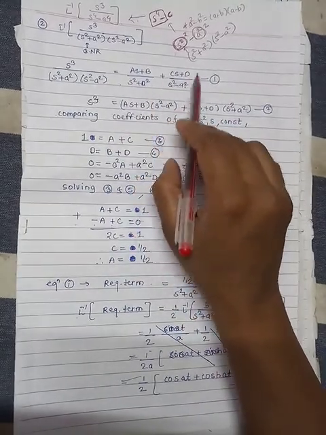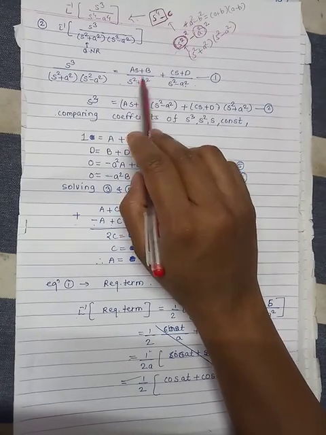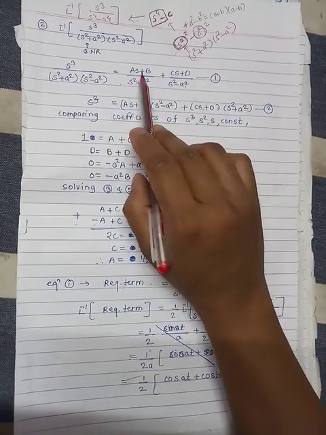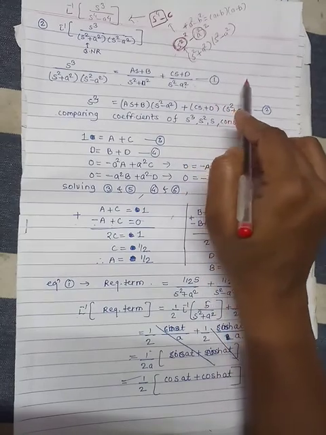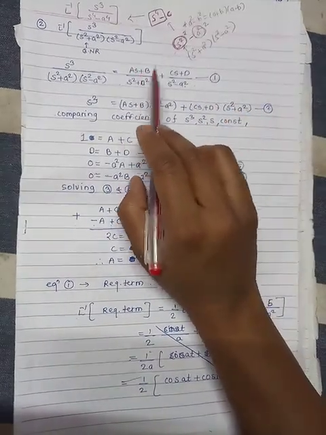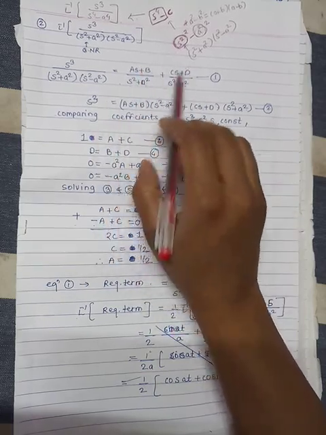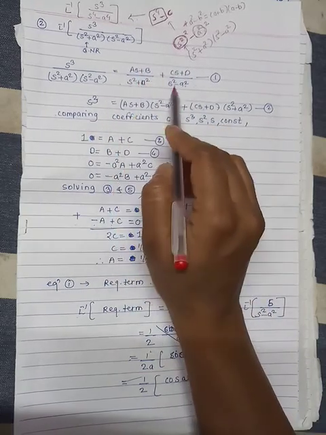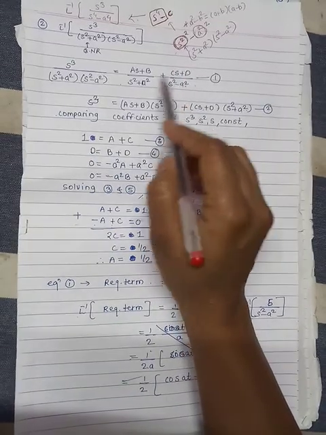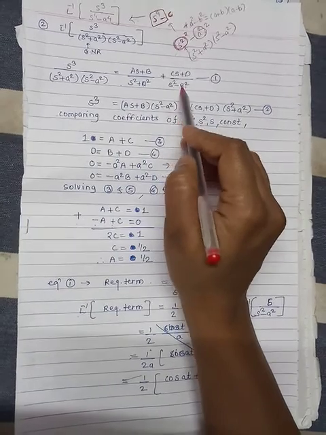Here we need not use the LCM method, because the LCM method is used if 3, 4, 5 etc. terms are present. Here in this example 2 terms are there, so take only cross multiplication. So by taking cross multiplication, (as + b)(s² − a²) + (cs + d)(s² + a²) upon (s² + a²)(s² − a²).